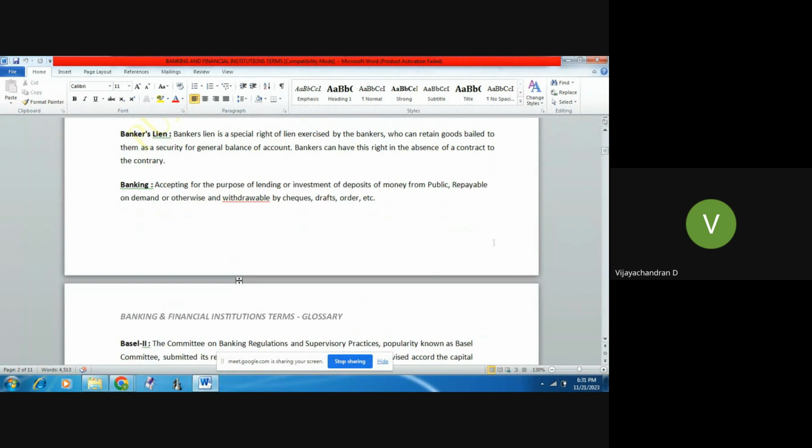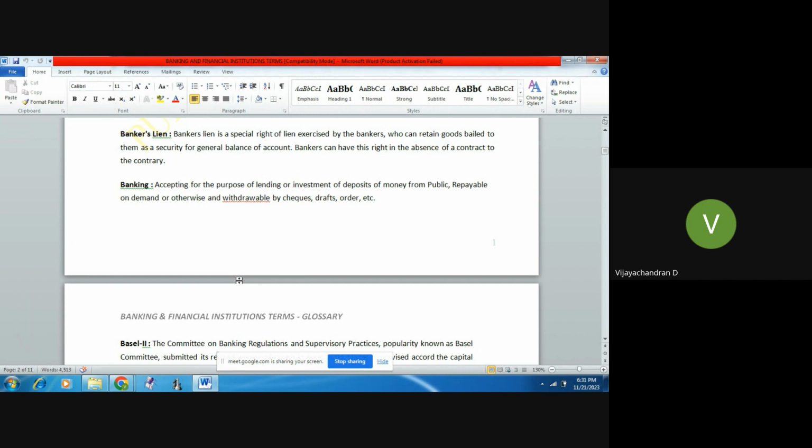As you know, what is banking? Section 4 of the Banking Regulation Act: accepting deposits for lending of money, repayable with cheque, draft, order, or otherwise. So, as you know, I'm telling the two major services of the bank, not the agency services and other services. One is accepting deposits, and these deposits can be utilized in the form of loans.